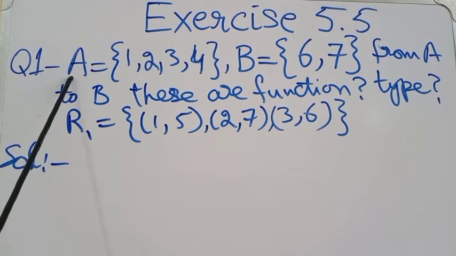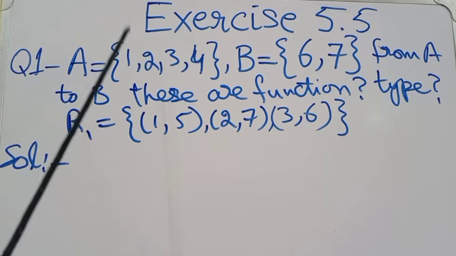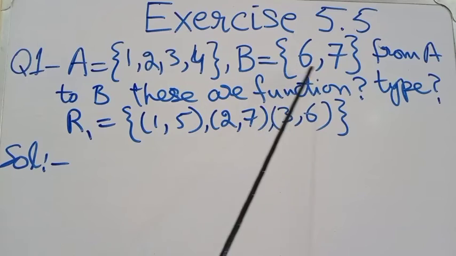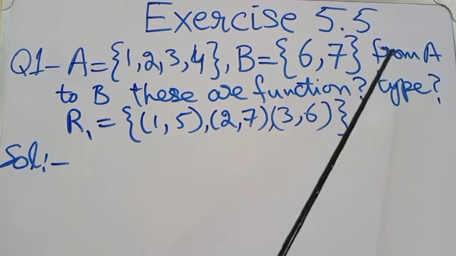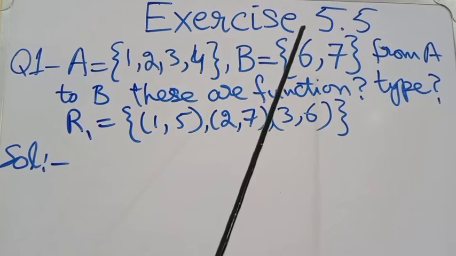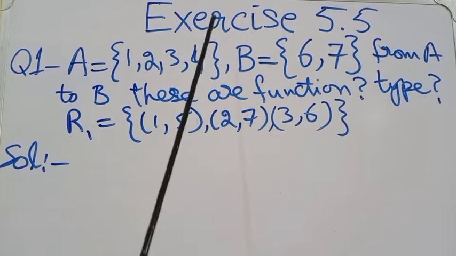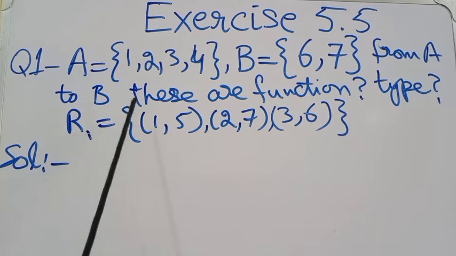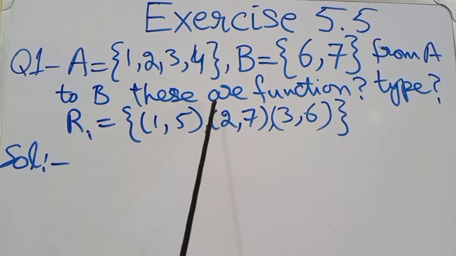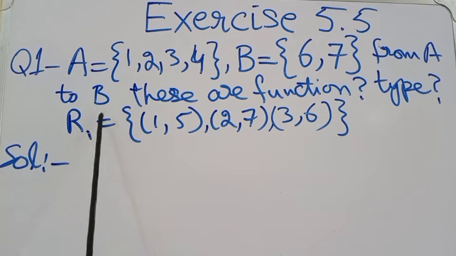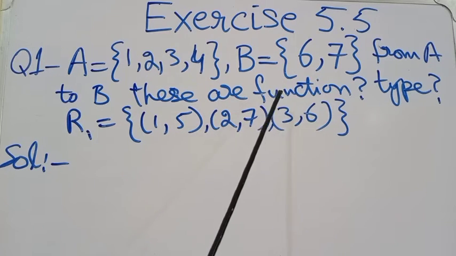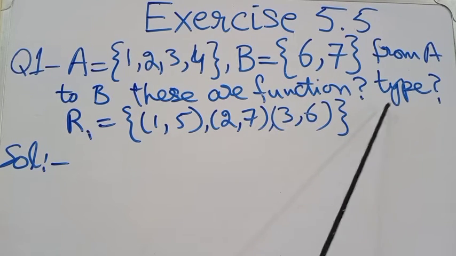Question number 1. We have set A with elements 1, 2, 3, 4, and set B with elements 6 and 7. From this we have a relation R1 from A to B. First of all, we have to find whether R1 is a function or not, and if it is a function, which type it is.